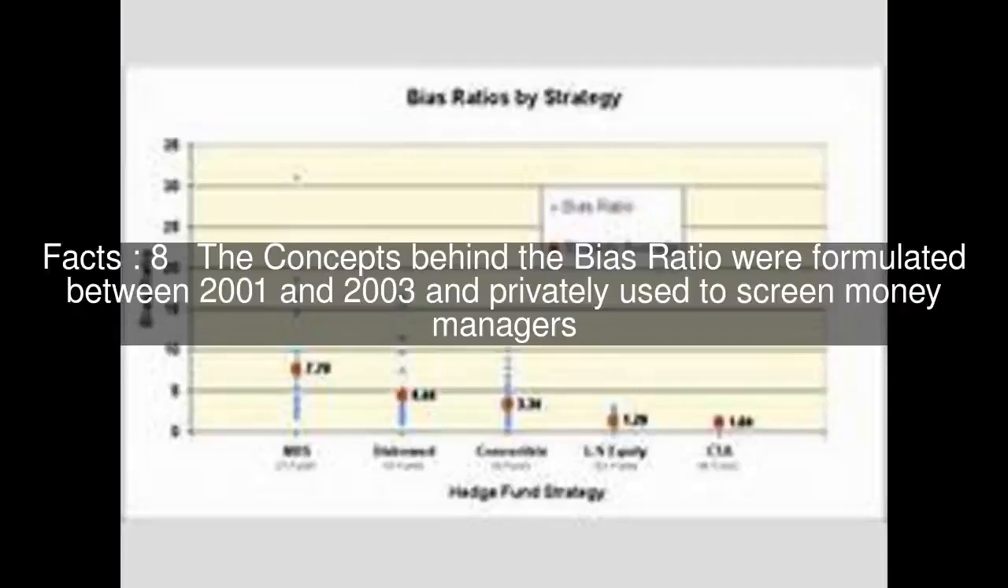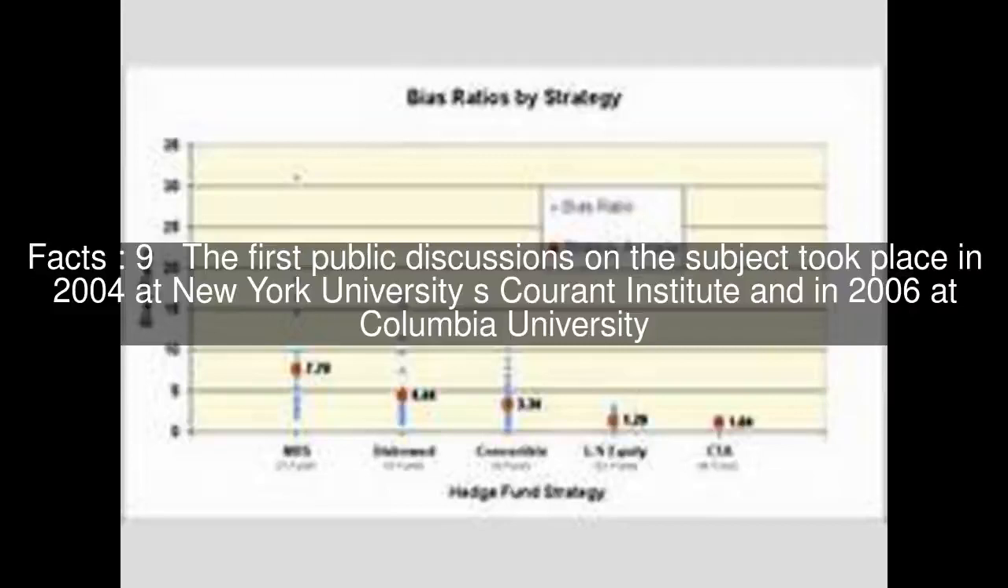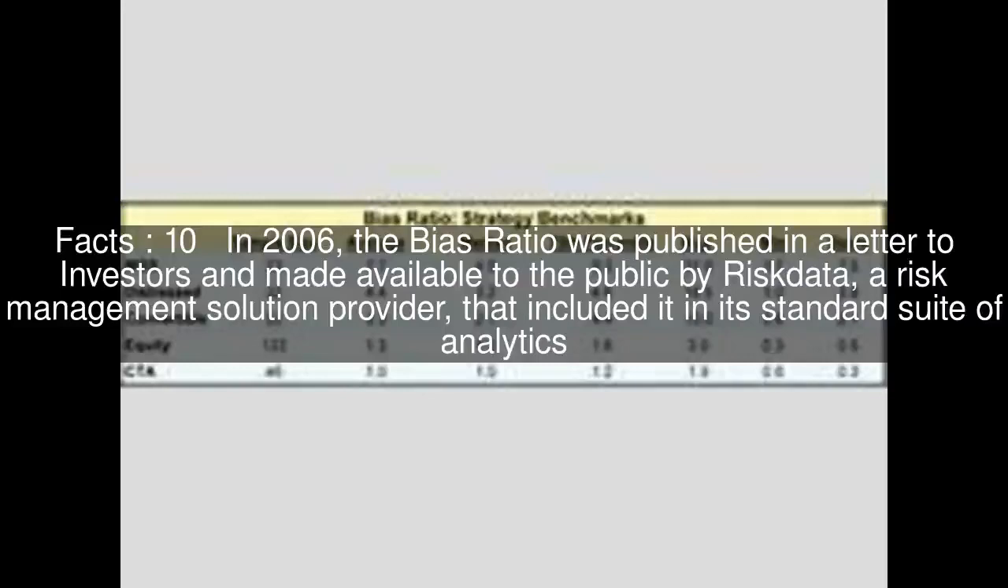The concepts behind the bias ratio were formulated between 2001 and 2003 and privately used to screen money managers. The first public discussions on the subject took place in 2004 at New York University's Courant Institute and in 2006 at Columbia University. In 2006, the bias ratio was published in a letter to investors and made available to the public by Risk Data, a risk management solution provider, that included it in its standard suite of analytics.